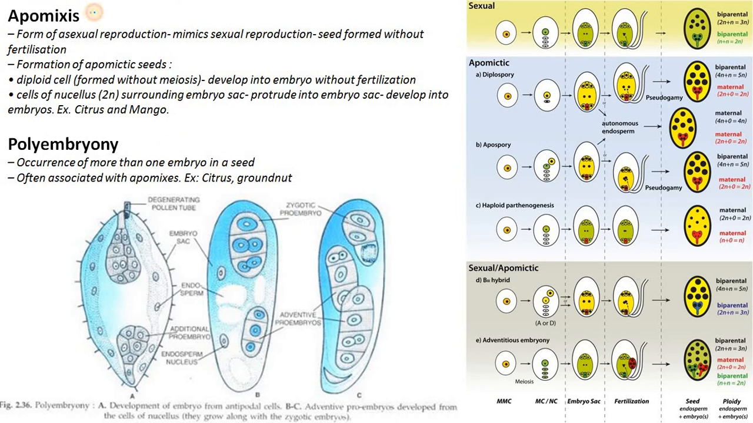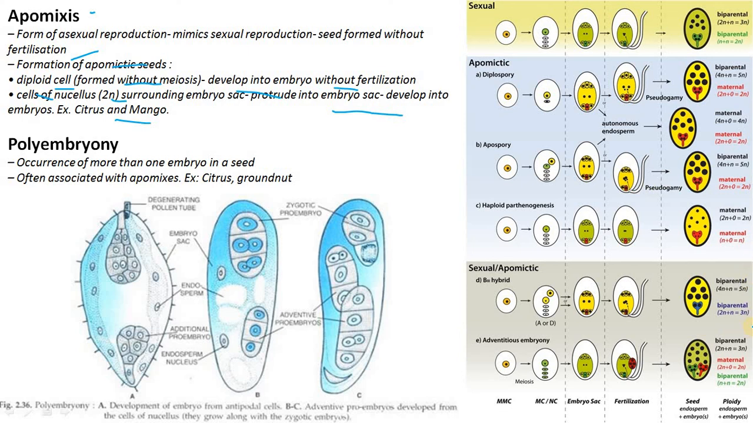What is apomixis? A form of asexual reproduction that mimics sexual reproduction: seed is formed without fertilization. Formation of apomictic seeds: diploid cells formed without meiosis develop into an embryo but without any fertilization. The cells of the nucellus surrounding the embryo sac protrude into the embryo sac and develop into the embryos. Example, citrus and mango.